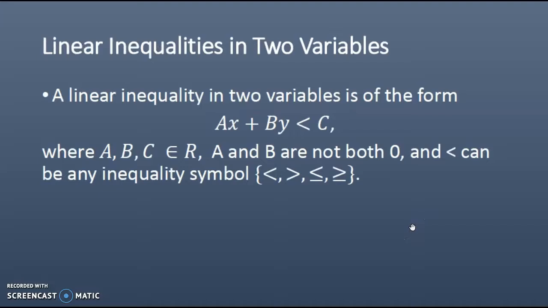Right, so in general, here's your definition for linear inequalities in 2 variables. A linear inequality in 2 variables is of the form ax plus by is less than c, where a, b, and c are real numbers, a and b are not both 0, and that less than symbol can be any inequality symbol: less than, greater than, less than or equal to, greater than or equal to.